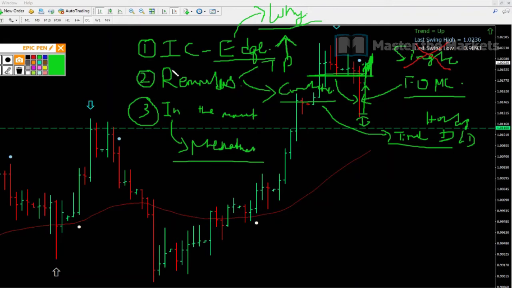Right, I guess that's the three things I wanted to say. Just a reminder: one, intellectual conviction on your edge, and the edge is based on the question of why must it continue to work. Two, reminders on your trade pictures from your backtesting. Remind yourself it's all about cumulative results, not about a single trade. And the third thing, be in the moment. The second and third points are about working on your emotions, and the first point is about working on your intellect.